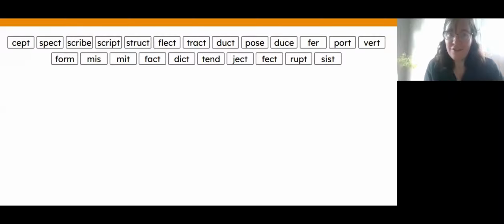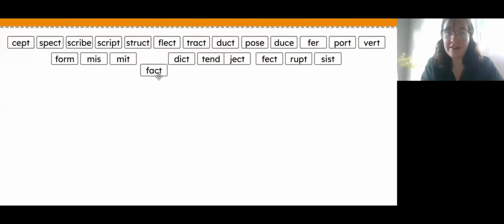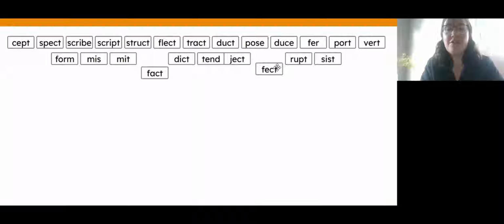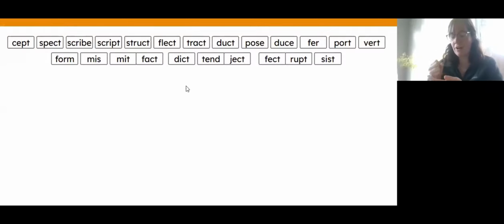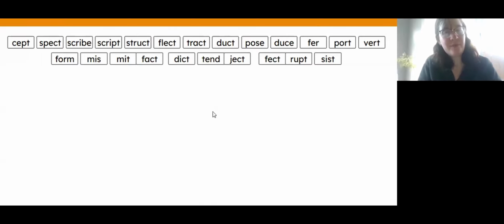Fact and fect go together and they mean to make. In American Sign Language, this is make, like you're making coffee. Dict means to say or tell.